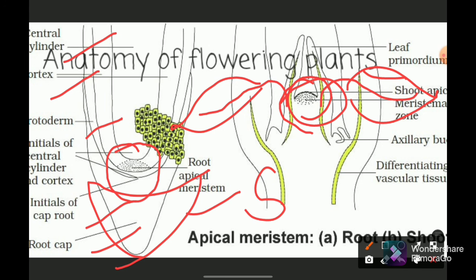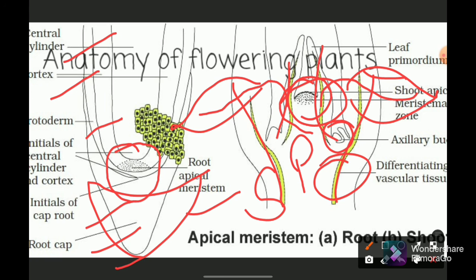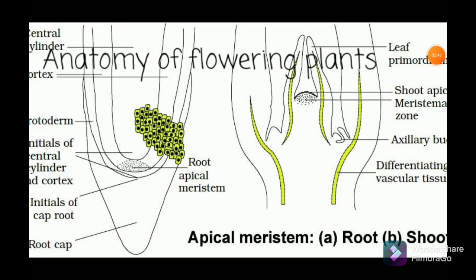Then we have axillary buds and differentiating vascular tissue. Over here you can see the vascular tissue running like this, and the leftover part is parenchyma tissue. If you know what parenchyma tissue is, over here we have parenchymatous tissue. Next, we are going to study the permanent tissue in the next class.